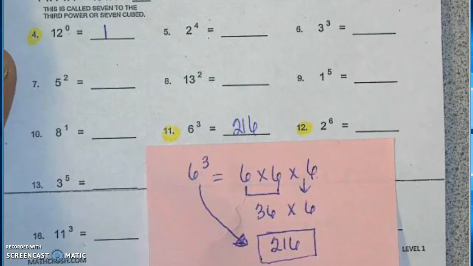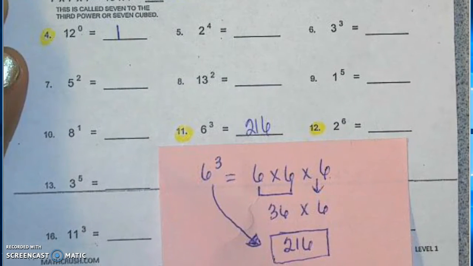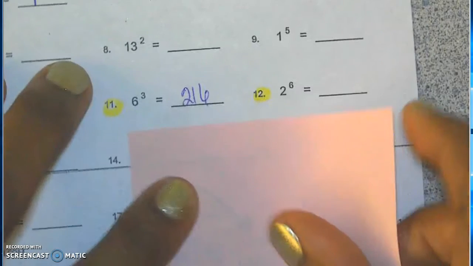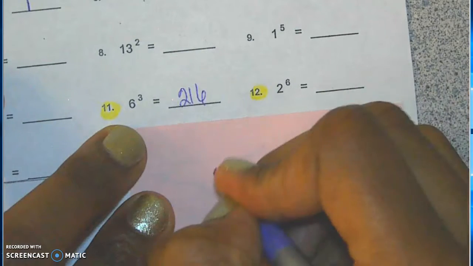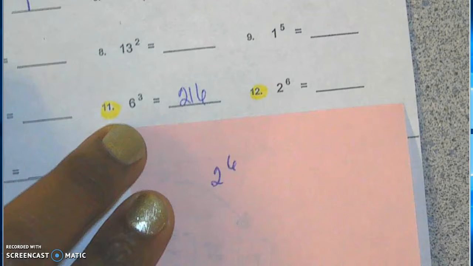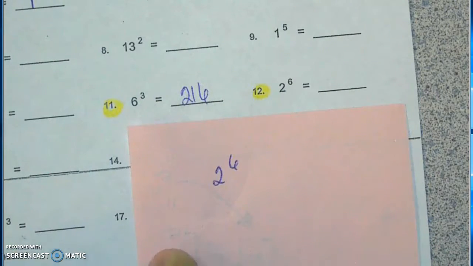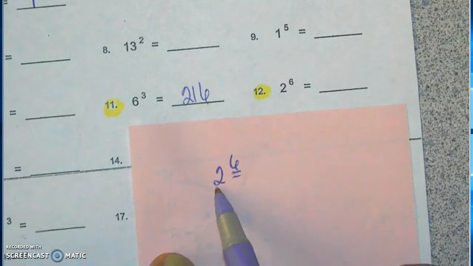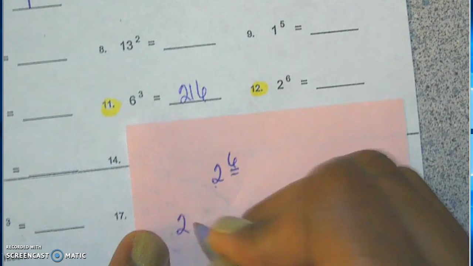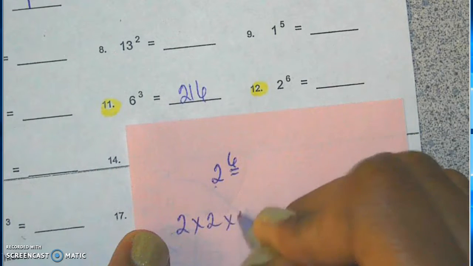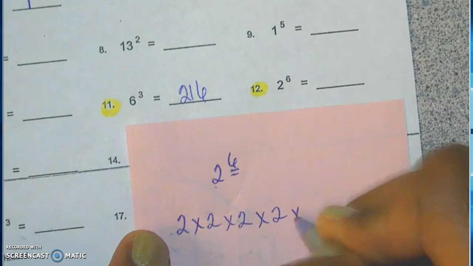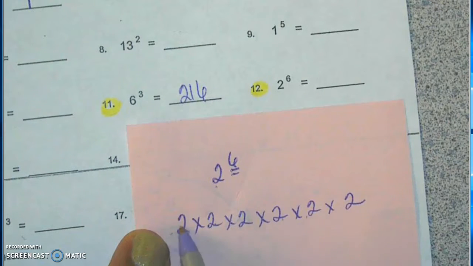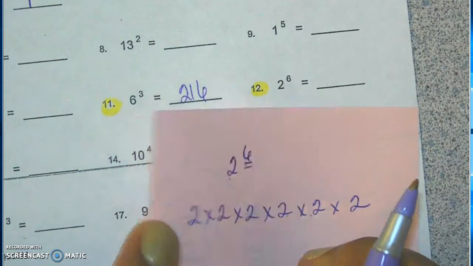Let's take a second and look at 2 raised to the 6th power, number 12. Again, never, ever, ever multiply the base times the exponent. This exponent tells me I'm going to multiply 2 times itself 6 times. So 2 times 2 times 2 times 2 times 2 times 2. 1, 2, 3, 4, 5, 6.